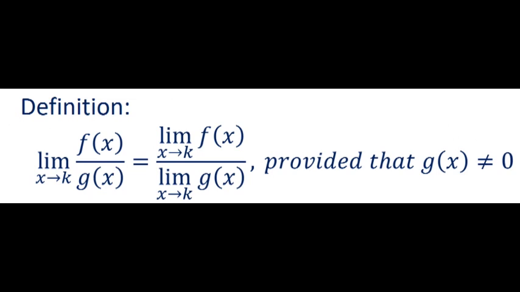Okay. In symbol, limit of f of x over g of x as x approaches k is equal to limit of f of x as x approaches k all over limit of g of x as x approaches k. It's like you separate both function, numerator and denominator, provided that g of x must not equal to 0. Take note of that. Sample number 1.